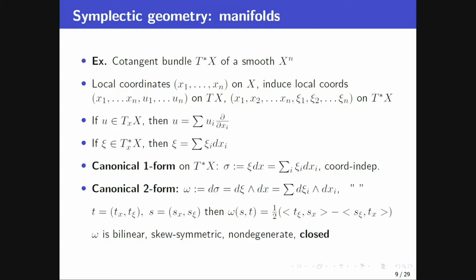ui dxi. This is the basis. If we have a cotangent vector in the cotangent bundle, then xc is given by xi dxi. Again, this is the basis. We're going to use this to define the canonical 1 form, which is xc dx. The canonical 2 form, which we're going to use a lot, which is d sigma, which is dxc wedge dx.